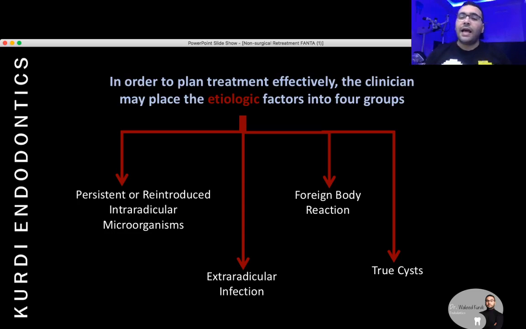So now, as we talked before about the etiology of the failure, we have now to also talk about the etiological factors. If we are going to talk about that, we should place the etiological factors into just 4 groups. We have persistent intraradicular infection, or even extraradicular infection, foreign body reaction, and indeed true cyst.